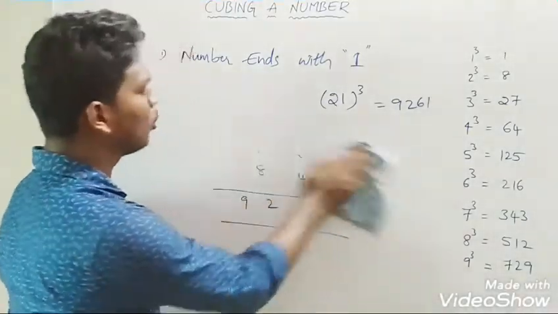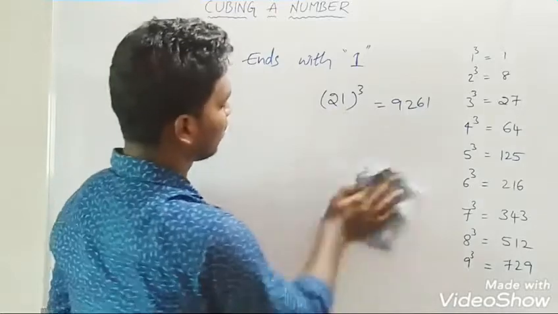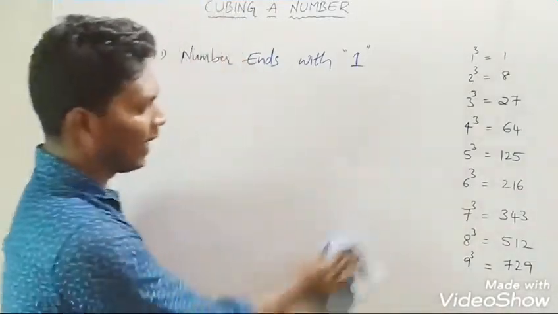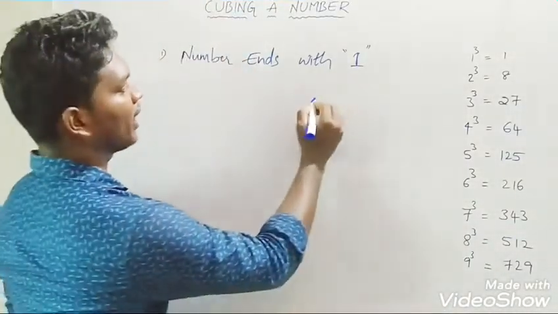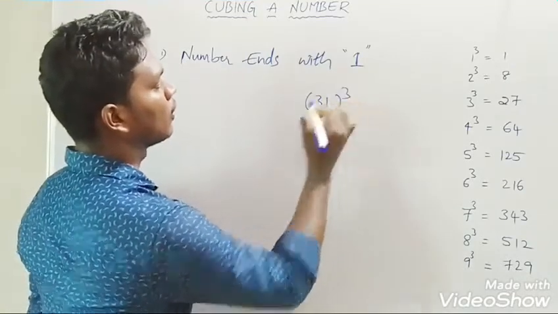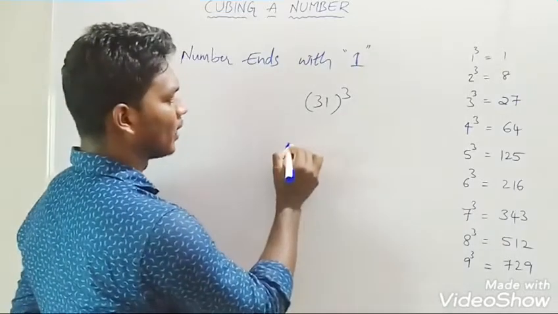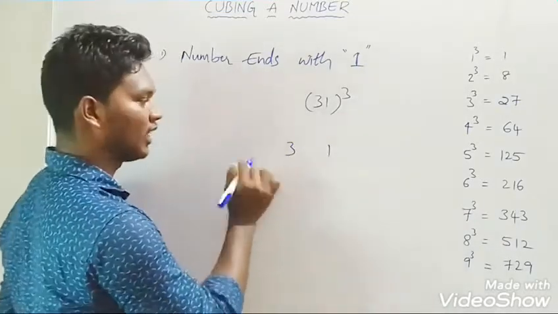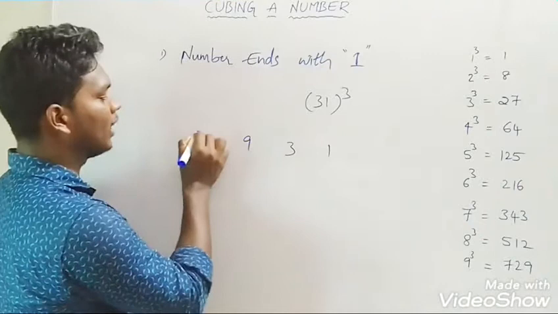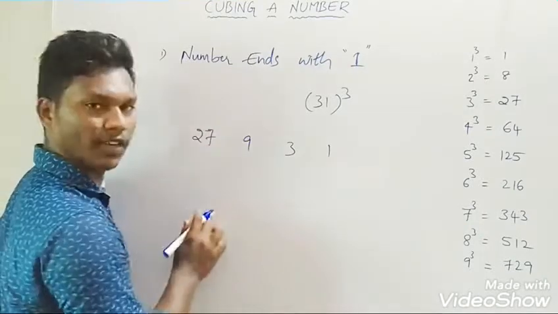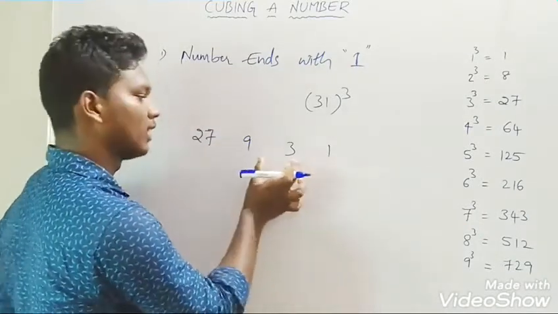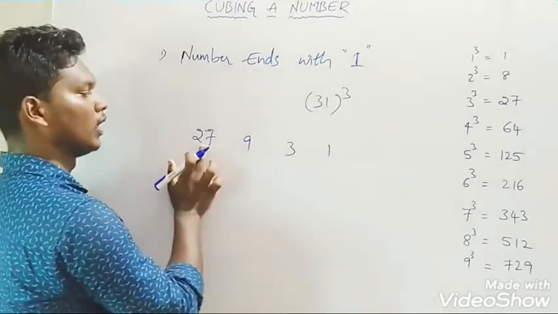So let us consider one more example. Suppose you want to find the value of 31 cube, right? 31 cube. Okay, friends. So write 31 as it is. 3 square will be 9 and 3 cube will be 27. Okay, friends. So write 31 as it is. 3 square 9, 3 cube will be 27.